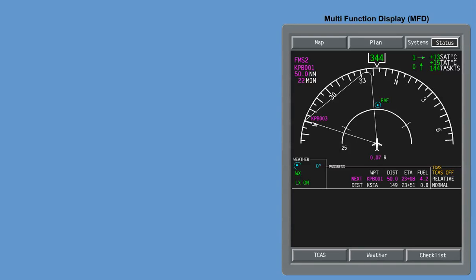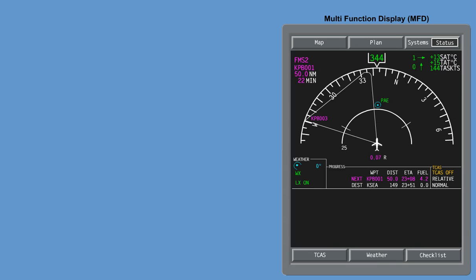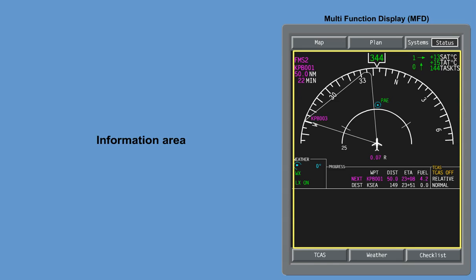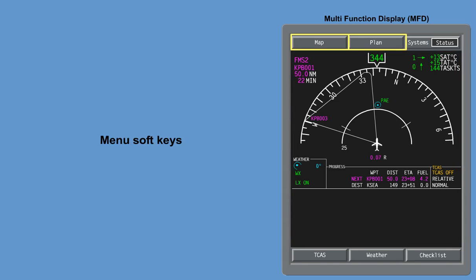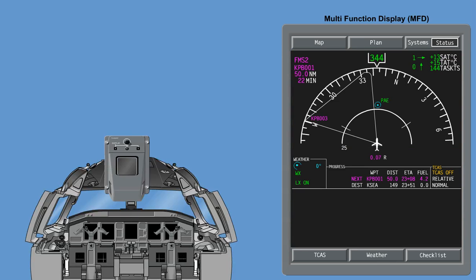The multifunction display presents navigation information, shows aircraft's system parameters and status, and enables maintenance personnel to access maintenance messages on the MFD2. The MFD display consists of control and information areas. The menu soft keys, on the top and bottom of the screen, are used to select formats and control various systems. The selected information is displayed on the split-up screen.